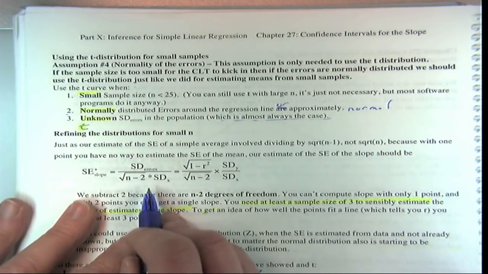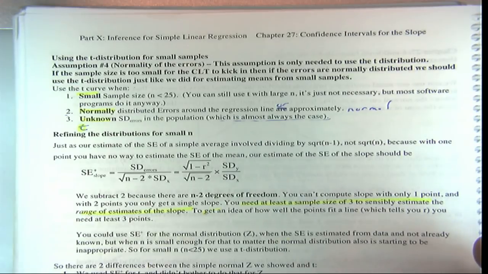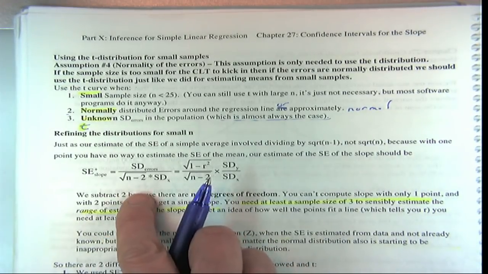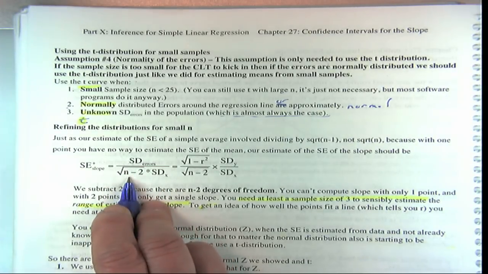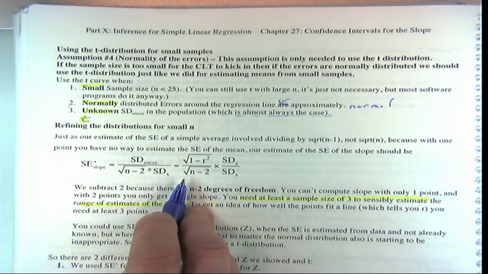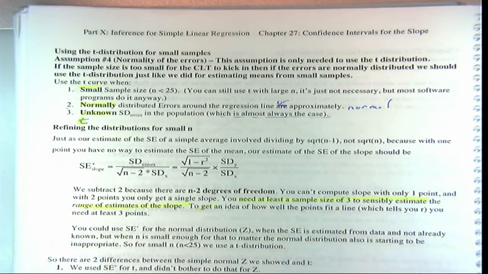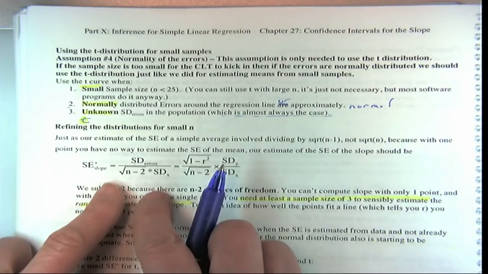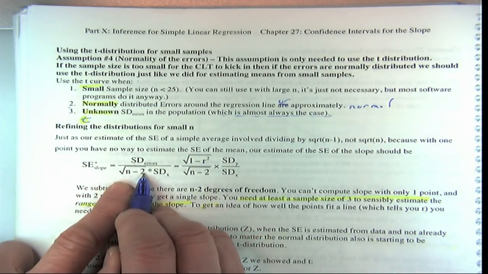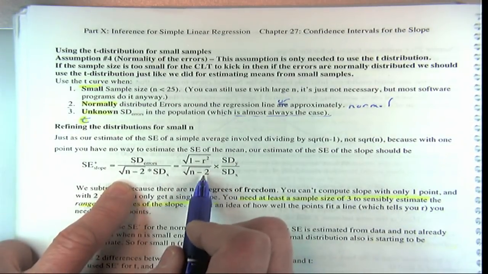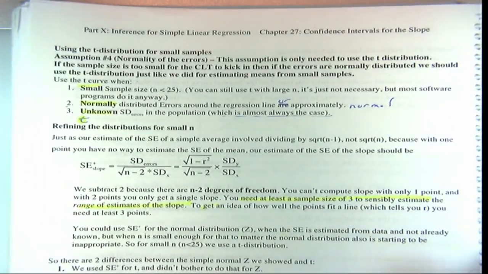So you can think of it as, now we subtract off 2. All right? So if you have 1 or 2 points, you clearly can't do this. You need at least 3 for this formula to even make sense. So that's the only difference in our standard error for the slope: we divide by the square root of n minus 2, everything else is the same, instead of the square root of n. That's our only difference.